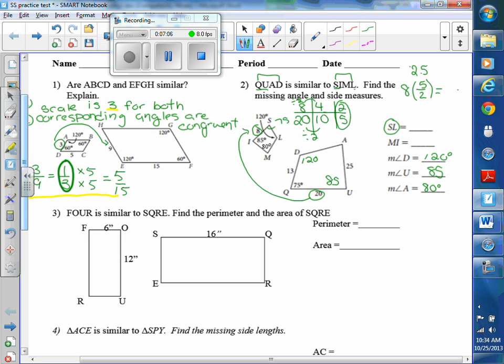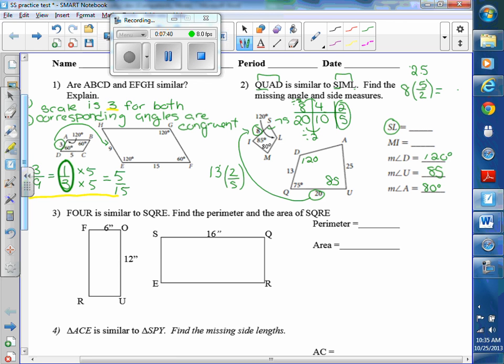So if I want SL, I have to take QD, which is 13, and I have to multiply it by 2/5. Multiplying by 2/5 would be dividing by 5 and multiplying by 2. Because it's going to get smaller, right, when I multiply that 13? Do you guys get that? Yeah. Okay, so that's the same.